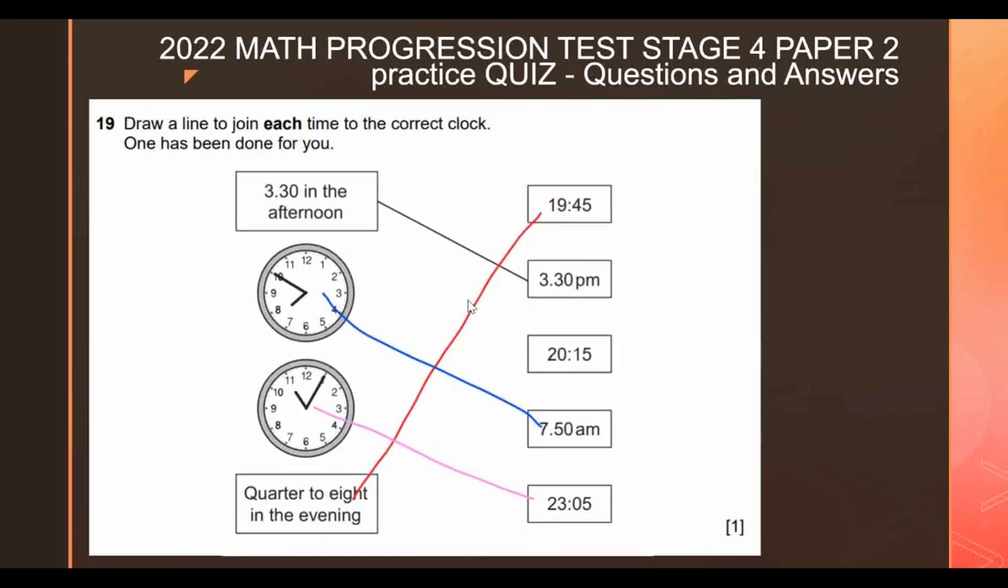So the answer is this is 7:50 a.m. This one is 23:05, and this is 7:45 in the evening. It means 19:45. That will be the correct answer. Next.